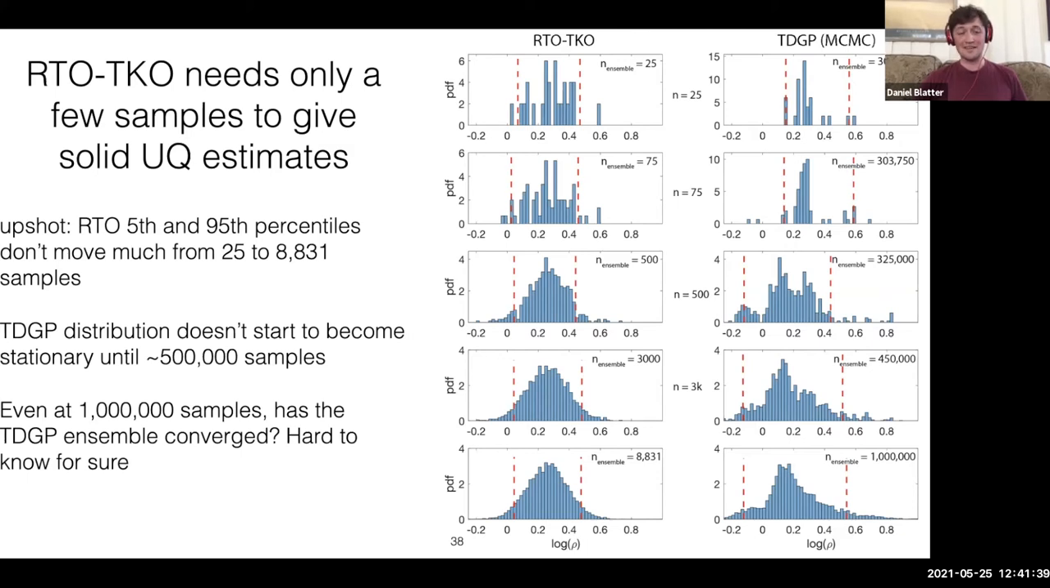And even at a million samples, has the TDGP ensemble fully converged? It's sort of that Roomba example again. Has the Roomba vacuumed the entire room? It's hard to know for sure. And this is really powerful because if you only need a handful of samples to estimate, say, the 90% credible interval, that's really amazing. I wouldn't trust the upper left distribution there. I wouldn't interpret the actual shape of that distribution, but the location of the fifth and 95th percentiles is pretty reliable.